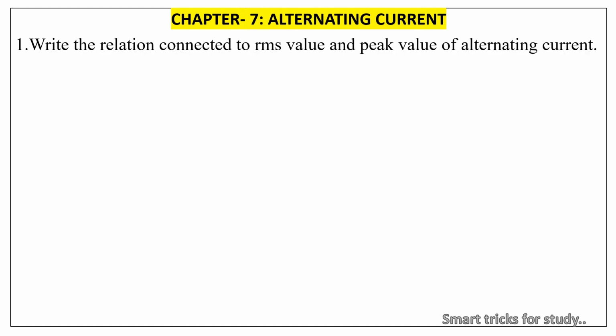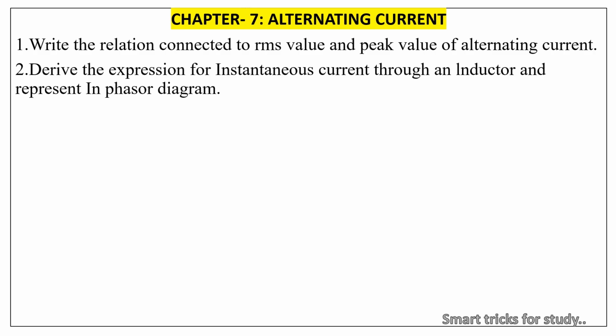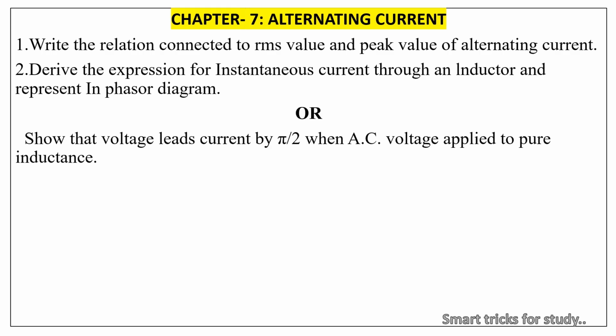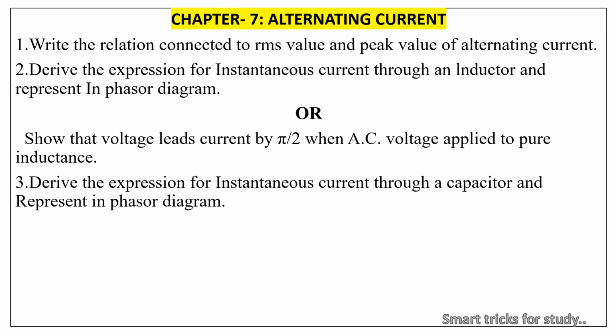Chapter 7, Alternating Current. 1. Write the relation connected to RMS value and peak value of alternating current. 2. Derive the expression for instantaneous current through an inductor and represent in phasor diagram, or show that voltage leads current by pi by 2 when AC voltage applied to pure inductance.